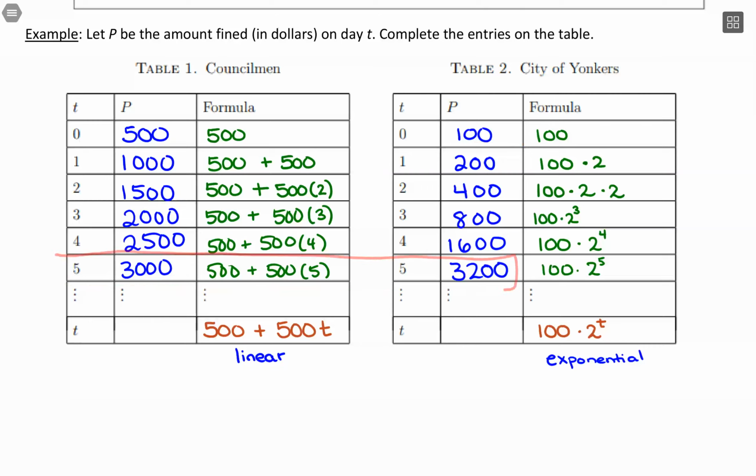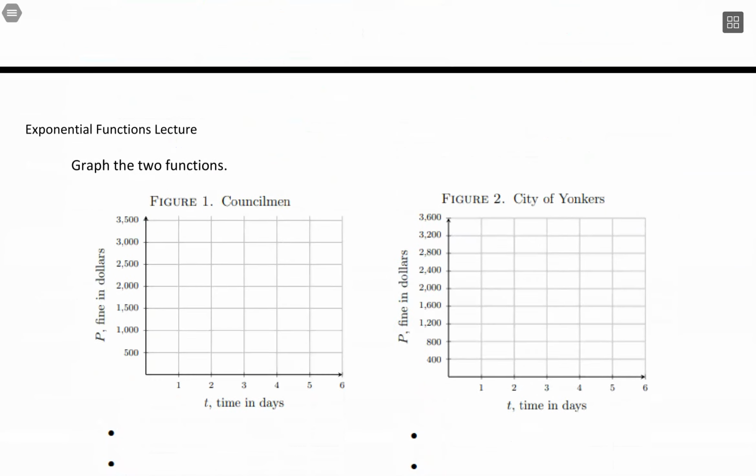And if you can imagine, if we went to day 6 for the councilmen, they'd be at $3,500. City of Yonkers would be at $6,400. So what we can do is compare how they change. This exponential function is going to change a lot faster. It's going to increase to larger amounts a lot more quickly than the linear function. So let's look at the graphs.